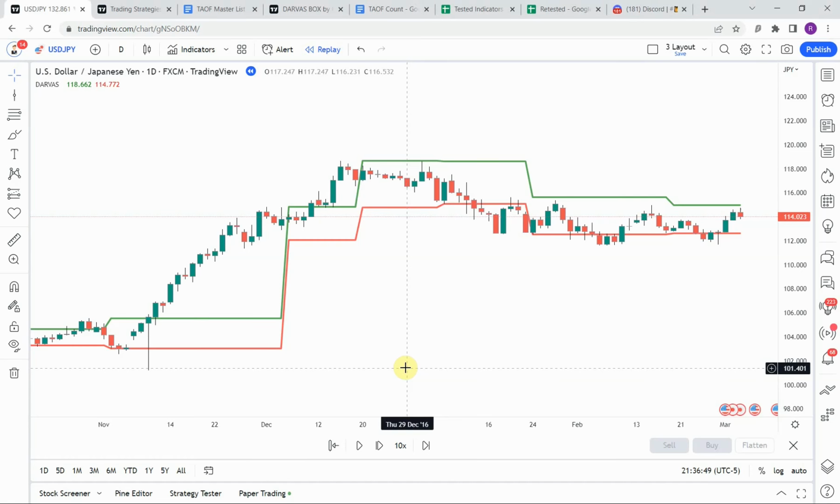Today we will be testing the Darvas box indicator.